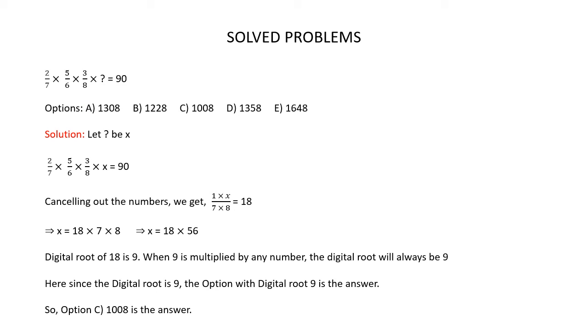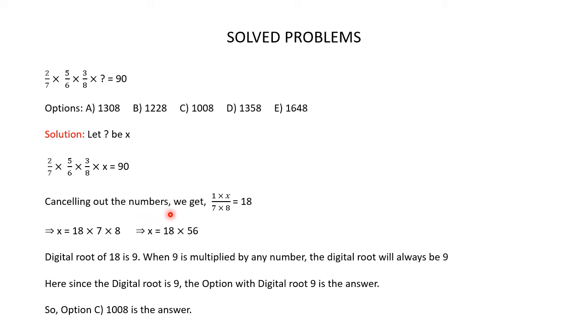Simplify the equation. 2 by 7 multiplied by 5 by 6 multiplied by 3 by 8 multiplied by question mark is equal to 90. You are given 5 answer options and you have to find out which of these options is the correct one. We'll solve this simplification problem using the digital root method. Now let question mark be x. So you have the equation as 2 by 7 multiplied by 5 by 6 multiplied by 3 by 8 multiplied by x is equal to 90.